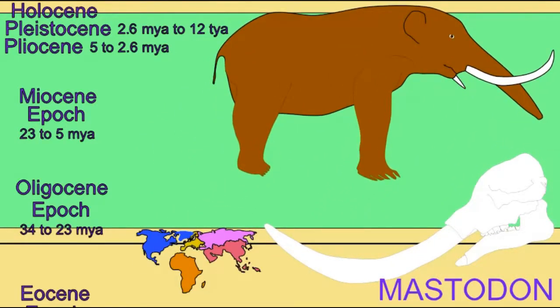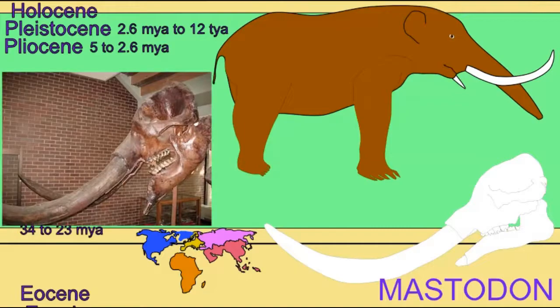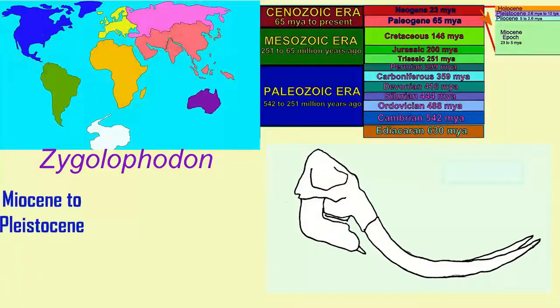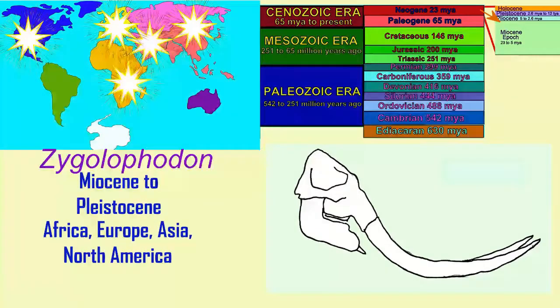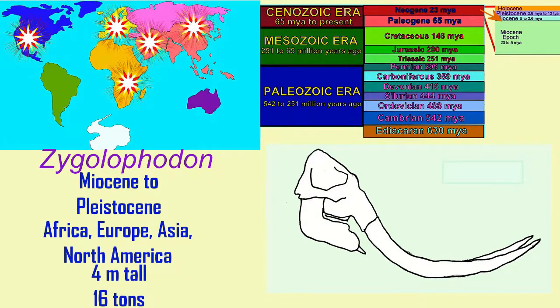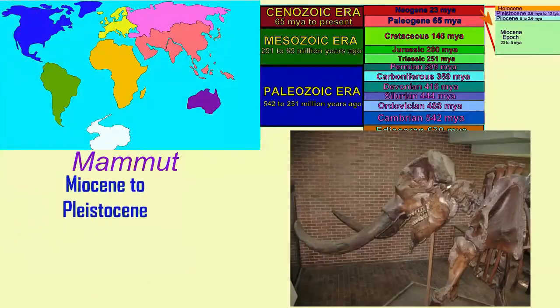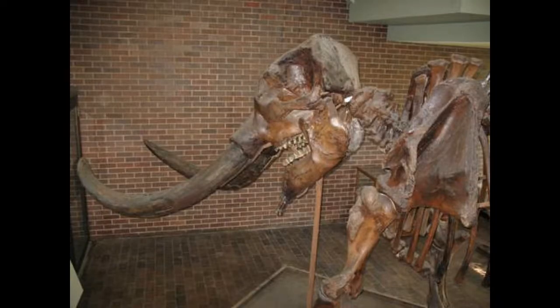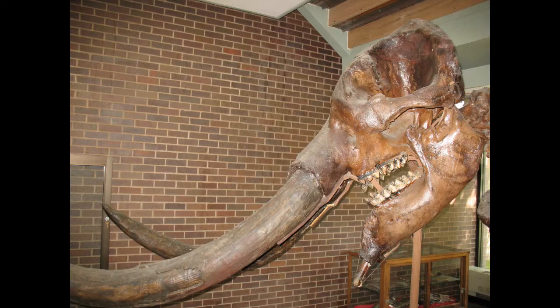So while Eozygodon remained in Africa, Sinomammut is known from Asia, and Zygolophodon is known from Africa, Europe, Asia, and throughout North America. Probably from Zygolophodon, Mammut evolved, which includes the species the American mastodon, which was very common throughout North America.